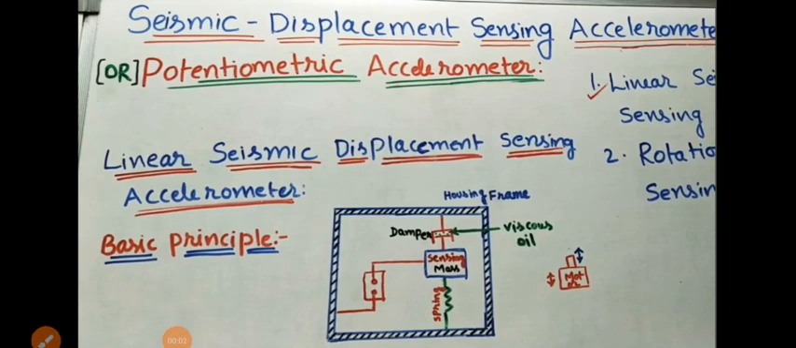Good morning, everyone. Today we are going to discuss vibration and acceleration measurement by using a seismic displacement sensing accelerometer, or linear seismic displacement sensing accelerometer, which we also call a potentiometric accelerometer. Here we are measuring vibrations and accelerations of a motor, an engine, or any machine. We find these vibrations by using this type of seismic displacement sensing accelerometer.